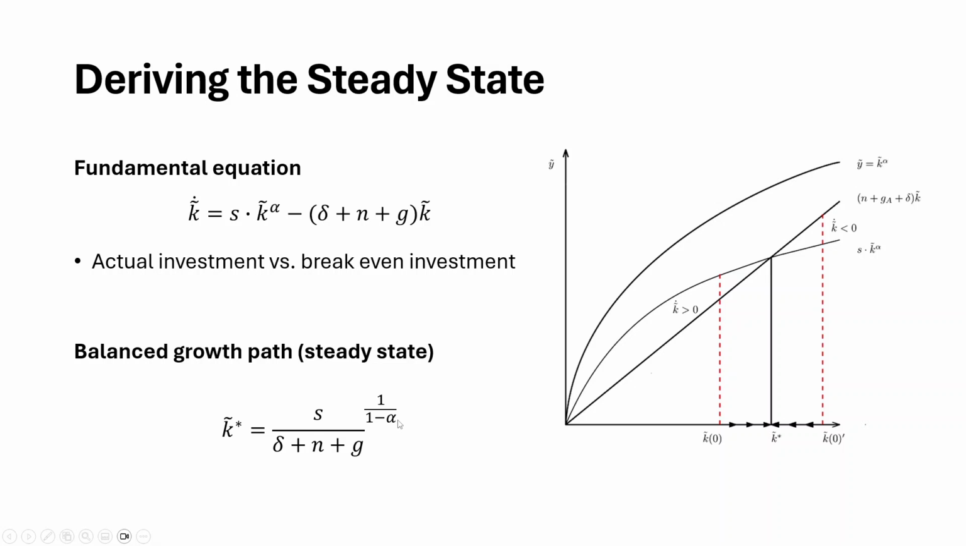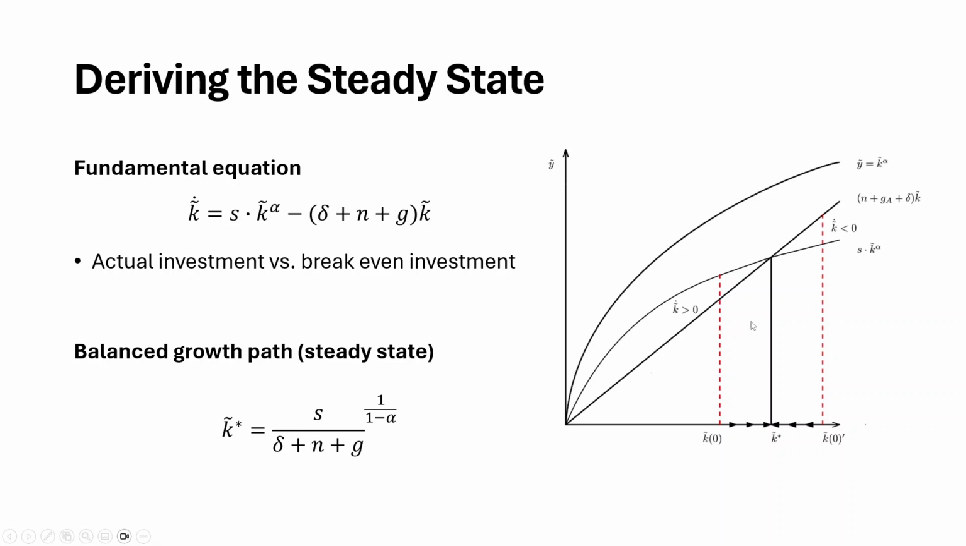Now it can be a bit easier to understand this graphically. On the right-hand side, we have a graph with our efficiency units of output on the y-axis and our efficiency units of capital on the x-axis. This top curve is our production function, so that's our output in terms of efficiency units. The curve below it is our savings function, so savings times capital. And the straight line, which looks like it's going at a 45-degree angle here, but it doesn't need to, is our break-even investment line. So that's this N plus G plus delta times k. This is the right-hand side of the fundamental equation that we see here.